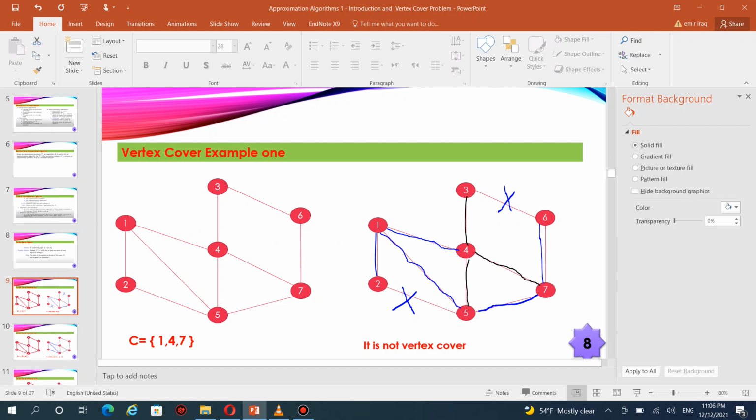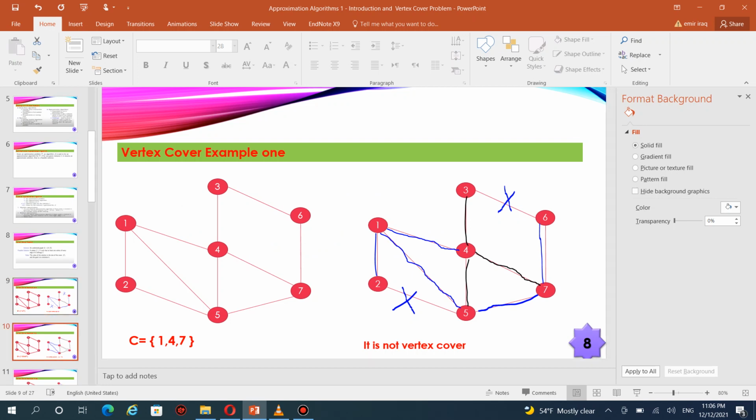Also, going to 4, we delete each edge selected by 4: 4-3, 4-7, 4-5. And we go to the last element in this group C, 7. We will delete 7-6 and 7-5. So we have two edges remaining. We can't delete them, so it is not a vertex cover.